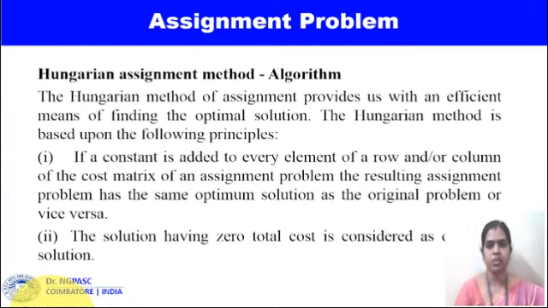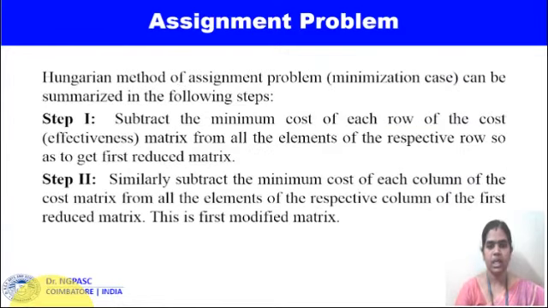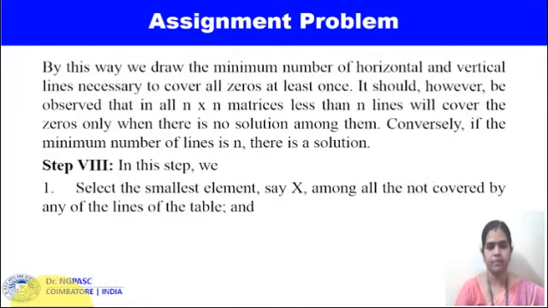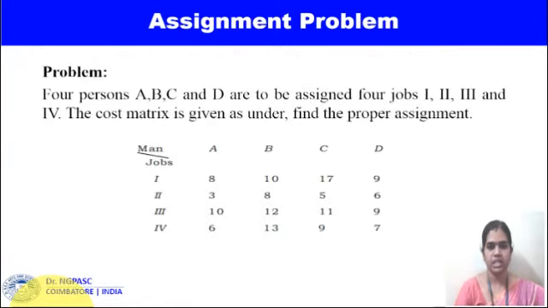Hungarian is the person who found this assignment method. He gave it as an algorithm. This algorithm will be easier to understand if we see it through a problem. Let me give a problem where 4 persons and 4 jobs are given here. We should ensure that the problem given here is a square matrix, that is, the number of rows and number of columns should be equal. If it is not equal, then the problem is unbalanced.